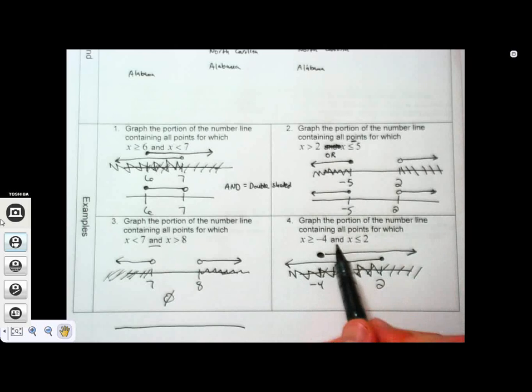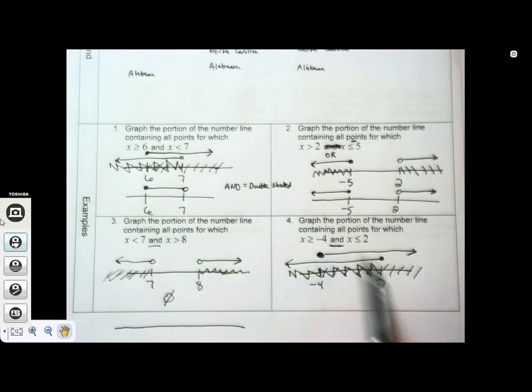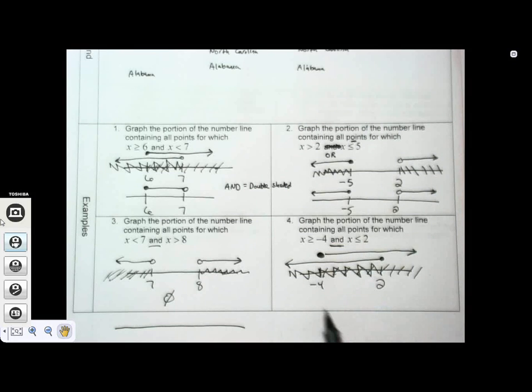And now I'm supposed to combine the sets using the word and. So I'm looking now for the numbers that meet both conditions. And I see that all the numbers between -4 and 2 have been double shaded. So that is going to be my final answer. I'm going to include all the numbers from -4 to 2.